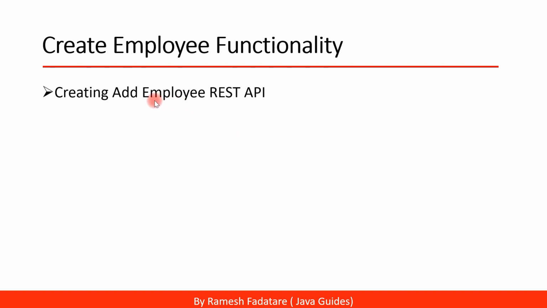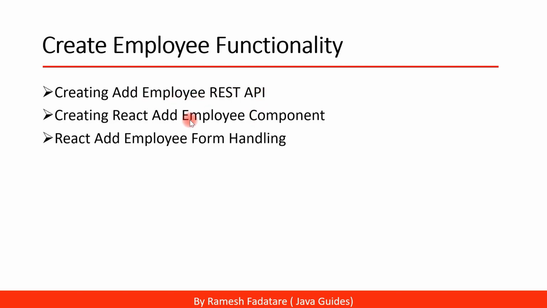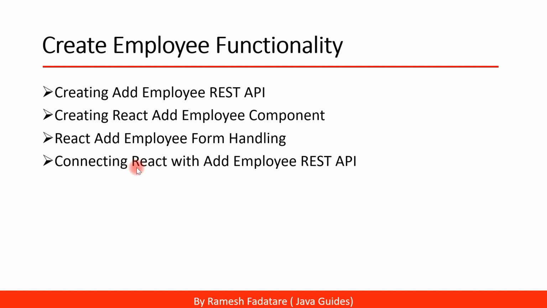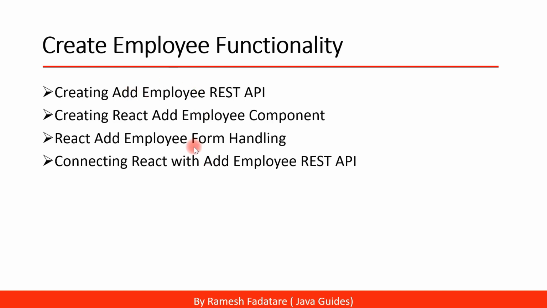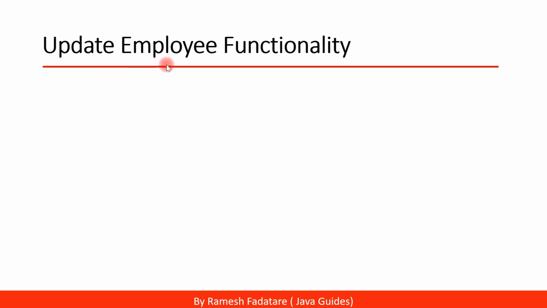We first create add employee REST API, and then we head over to the React application, and then we create a React add employee component, and we create an add employee form in a React application, and we make a REST API call, that is add employee REST API call, and we store the employee form data into a database using REST API. Once we complete end-to-end create employee functionality, then we move to update employee functionality.